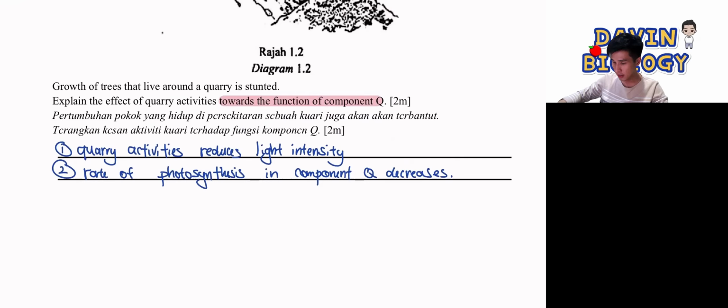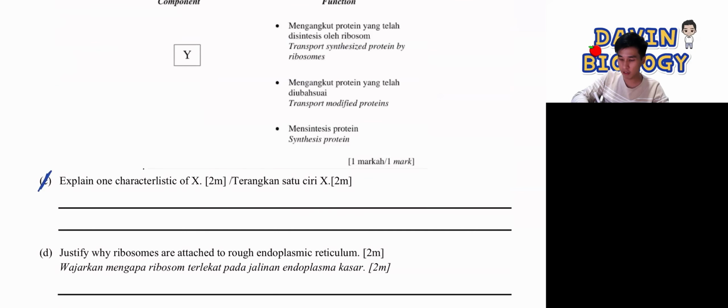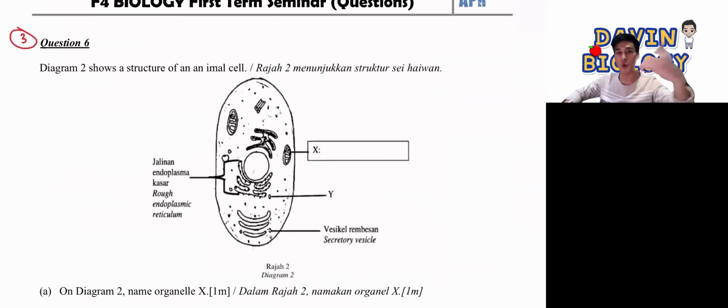Then let's jump to page 24, question 6. Once you're done. This one, I'll just do part C, because after that all the questions are quite repetitive. There's no point doing the same thing over again.